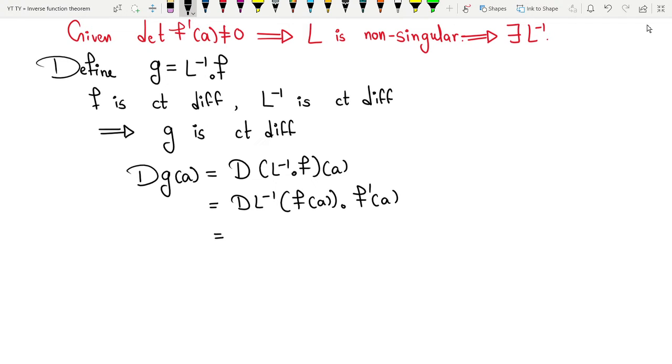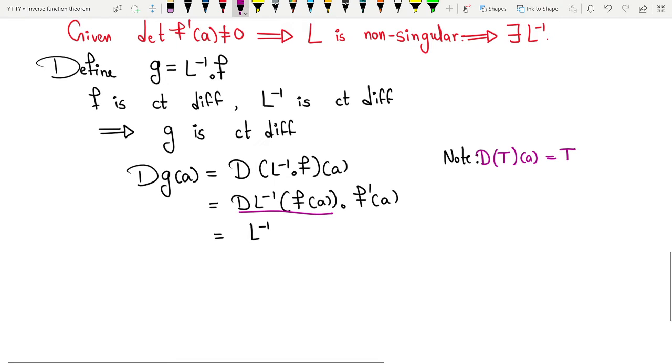Now what we know? We know L inverse is itself a linear transformation. If we take a derivative of it at any point, the answer is going to be L inverse only, right? So what I'm using over here, I just keep it as a note. For any linear transformation, if you take a derivative at any point A, suppose a linear transformation I denoted by t, at any point A, it is going to be t itself, right? So similarly, this becomes L inverse.